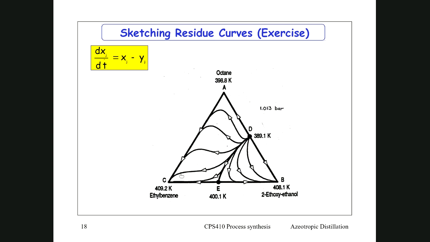Then you can go over to the azeotropes themselves. So D has got a lower boiling point, and A. So a residue curve will go from D towards A. You can fill in that arrow.